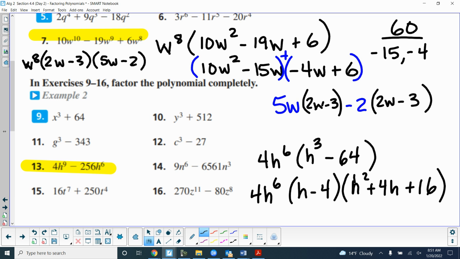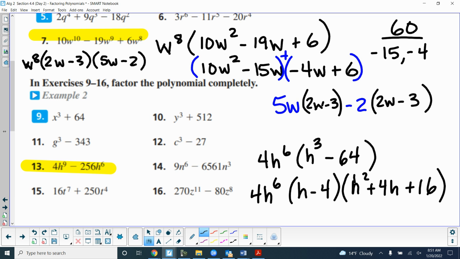Number 9 is a sum of cubes. And we get x plus 4 for the binomial and x squared minus 4x plus 16 for the trinomial. For number 12, we have a difference of cubes. We get c minus 3 for the binomial, c squared plus 3c plus 9 for the trinomial.